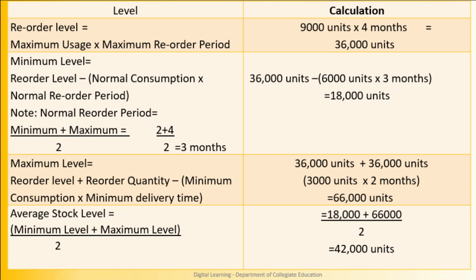We have been also asked to compute the average stock level. The formula to compute average stock level is minimum stock level plus maximum stock level divided by 2. Already we have calculated the minimum stock level is 18,000. The maximum stock level is 66,000. 18,000 plus 66,000 divided by 2 comes up to 42,000 units.